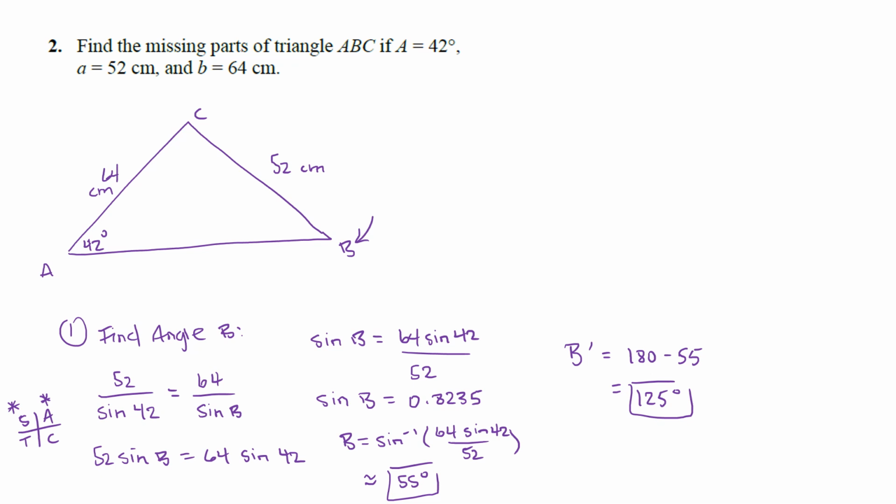125 is an obtuse angle. So if we were to make an obtuse angle for B, it would look something like this. This would be B prime, and this would be angle 125 degrees, whereas B would be 55 degrees. But the side length here would be the same. This would not change. Okay, so we now have two triangles that can occur in this problem.